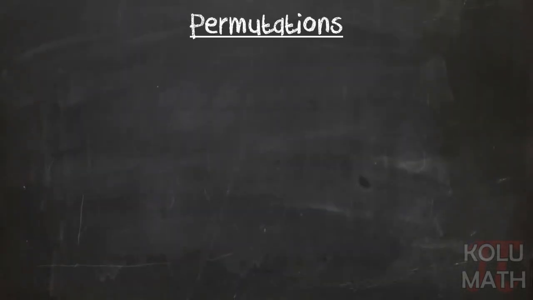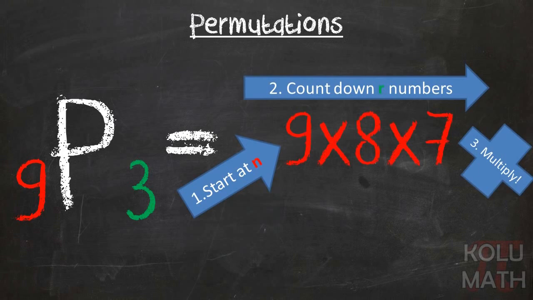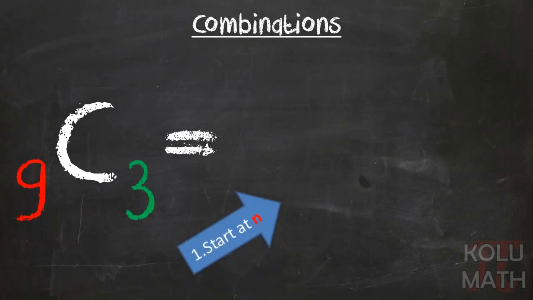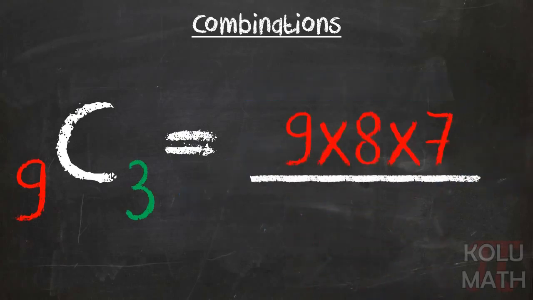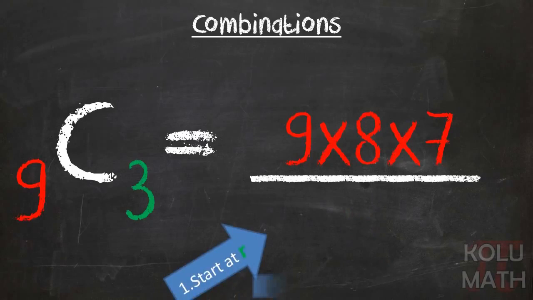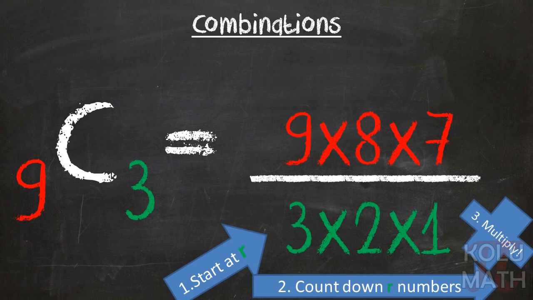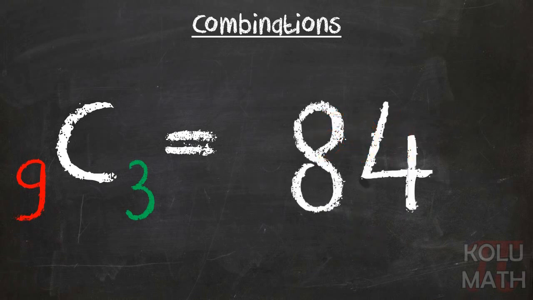And if you remember our shortcut for solving permutations, starting at n, counting down our numbers, and then multiplying them together, we can actually use that exact same rule when we're solving combinations using this equation. I can go ahead and start at n, so in this case 9, count down 3 numbers, and then multiply them together. I can do the same for the denominator, except for the denominator I'm just doing a straight factorial. So I'm going to start with r, count down our numbers, and then multiply. Okay, go ahead and finish up the math there, reduce that fraction, and that gives us an answer of 84 different combinations if we're doing a 9C3.